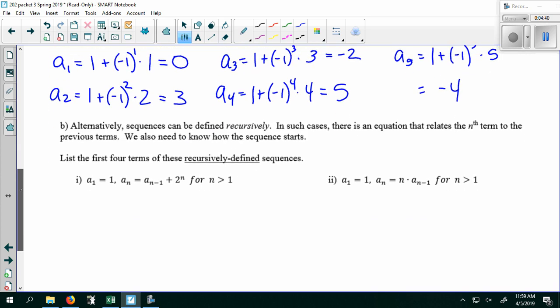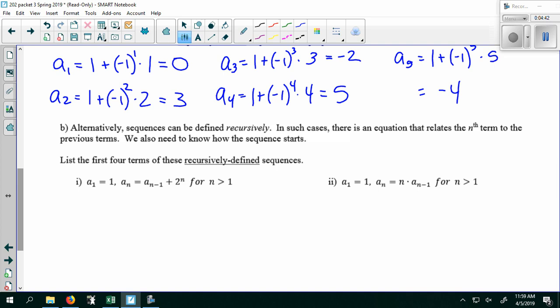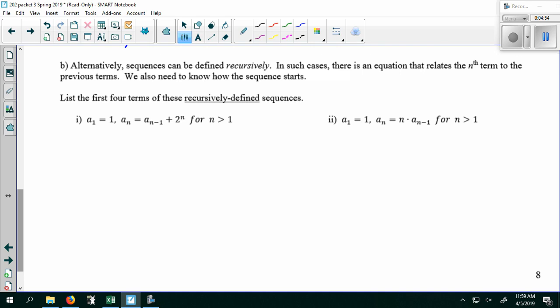Okay, we can also define sequences recursively. So that means that there's an equation that relates the nth term to the previous terms, and we also need to know how the sequence starts. So these are some recursively defined sequences. I'm being told that the first term of the sequence is 1, and then the nth term, any term in general, is the term before it plus 2 to the n for when n is bigger than 1.